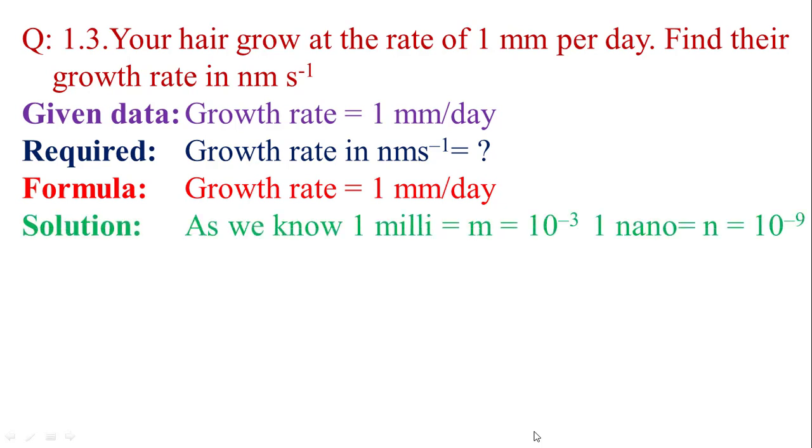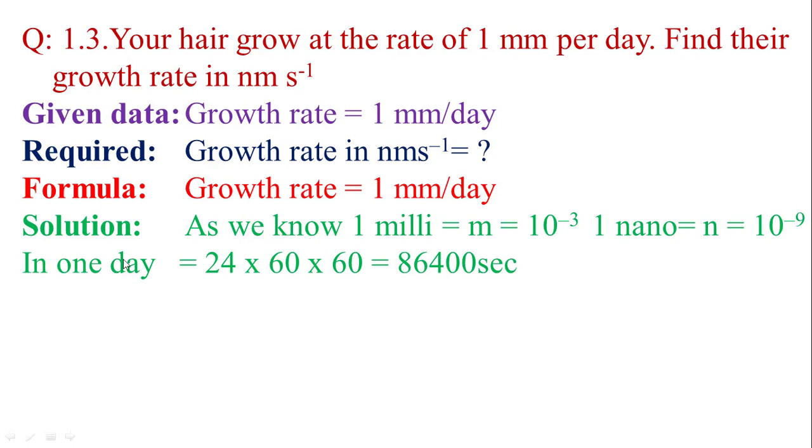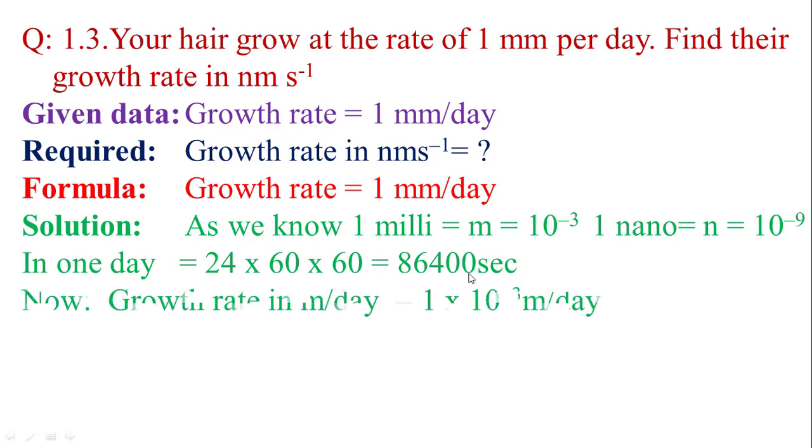As we know, 1 milli is equal to 10 raised to power minus 3 and 1 nano is equal to 10 raised to power minus 9. We can write that 1 day is equal to 24 hours multiplied by 60 minutes multiplied by 60 seconds. Converting, 1 day is equal to 86,400 seconds.